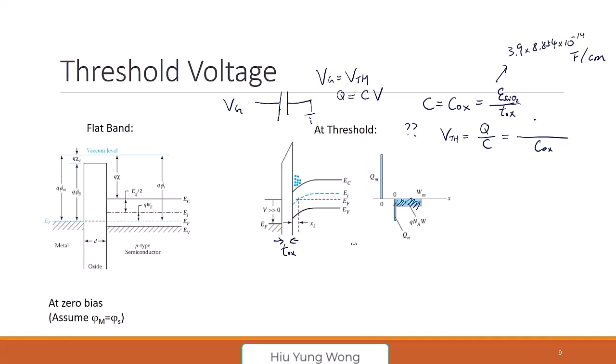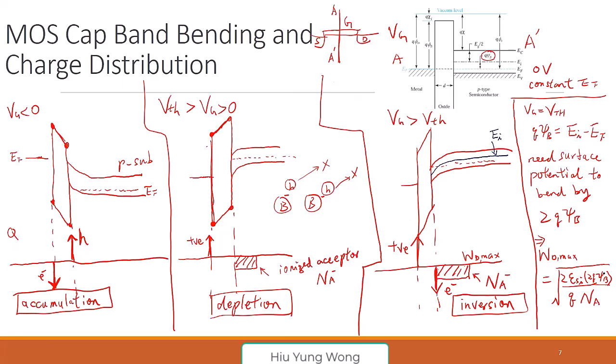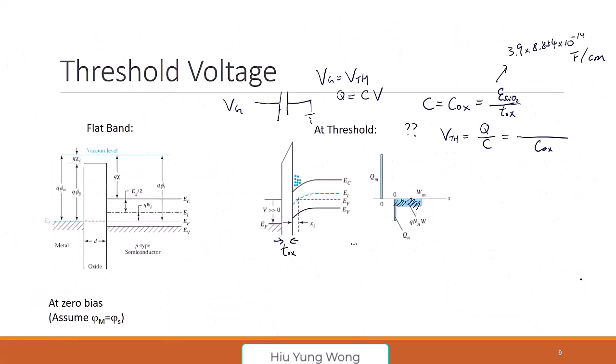And just now I told you the depletion width is this one, right? This is the depletion width. So basically it's just equal to the maximum depletion width times the charge density, QNA, right? If you try to work it out, it is just equal to 2Q epsilon Si 2φB NA divided by Cox. Correct?